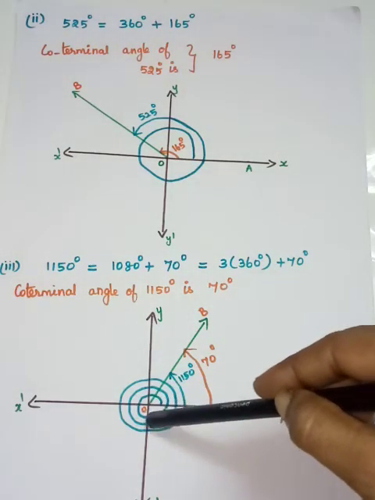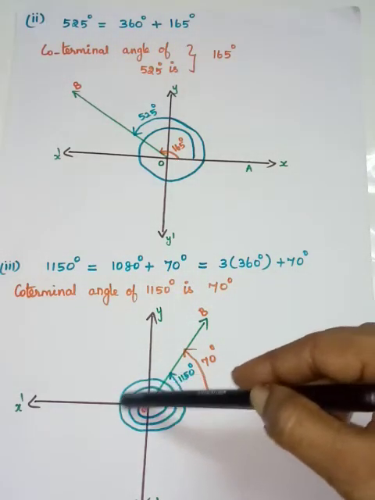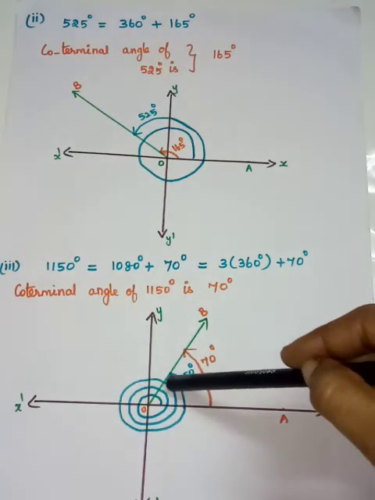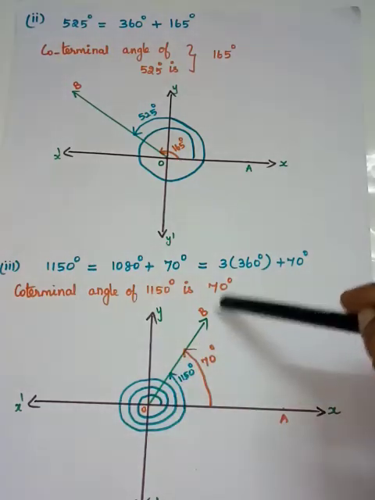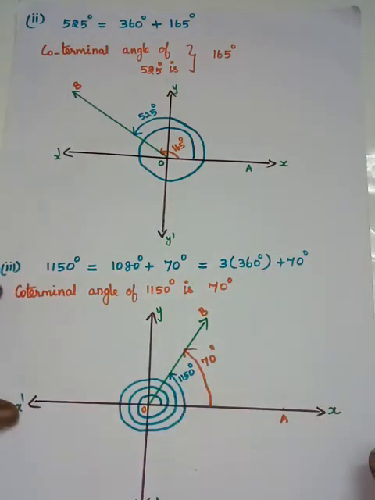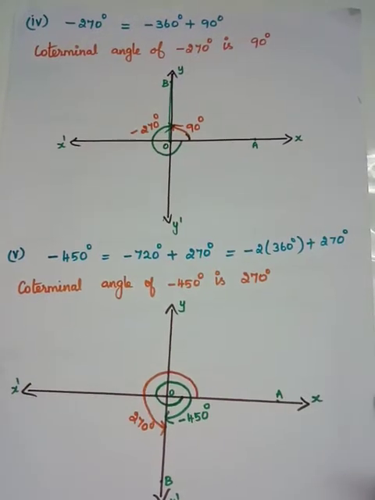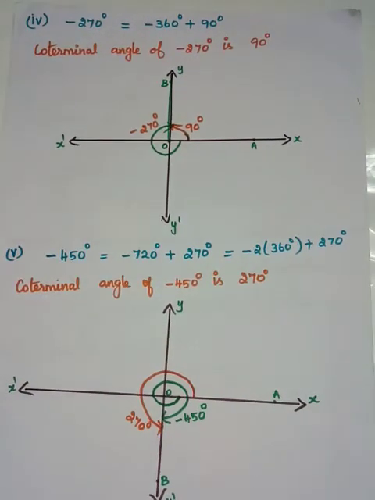So in the anti-clockwise direction, one complete rotation, the second complete rotation, and the third complete rotation. After that, it has to come to 90 degree. So the same terminal side it has. Okay, so come to the fourth subdivision. What is it? Minus 270 degree. So it is a negative angle.